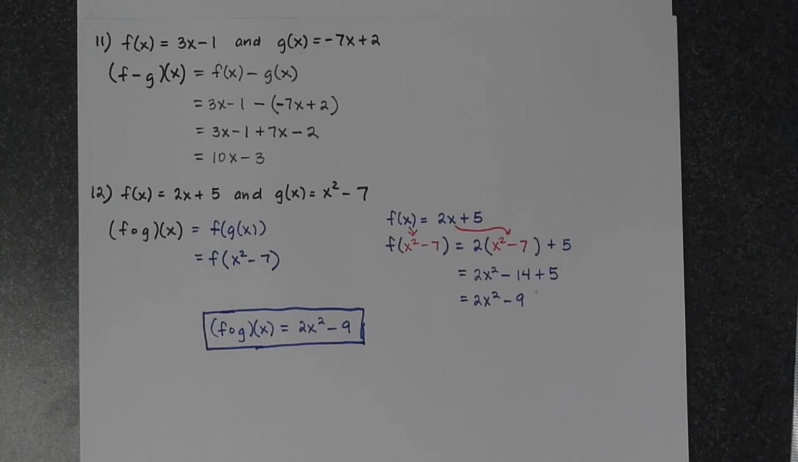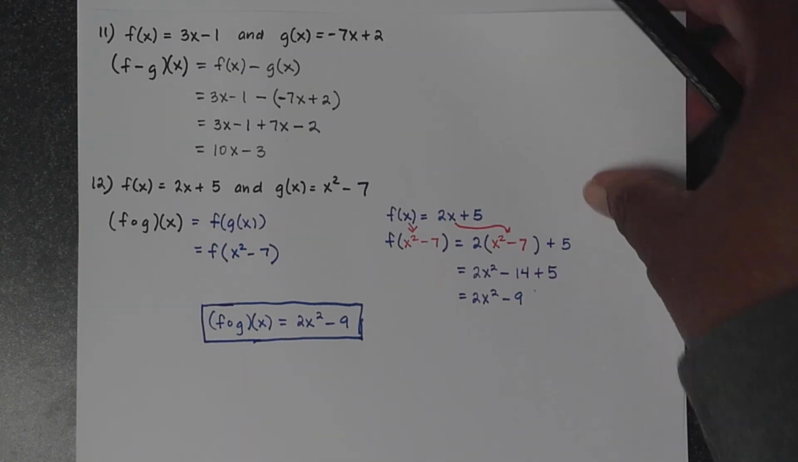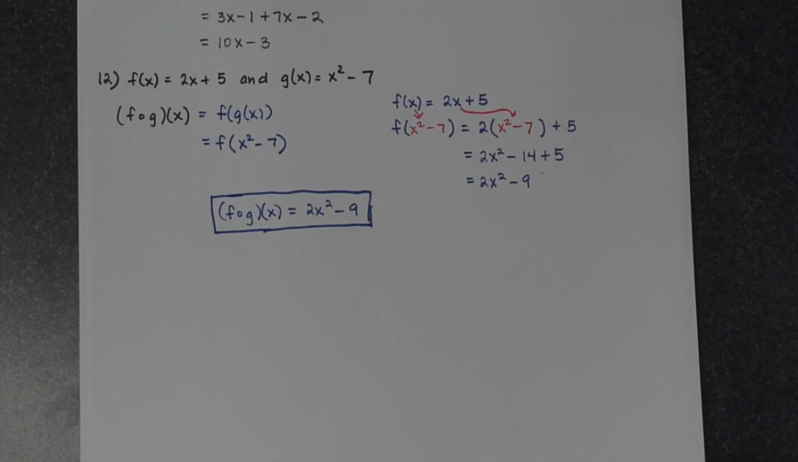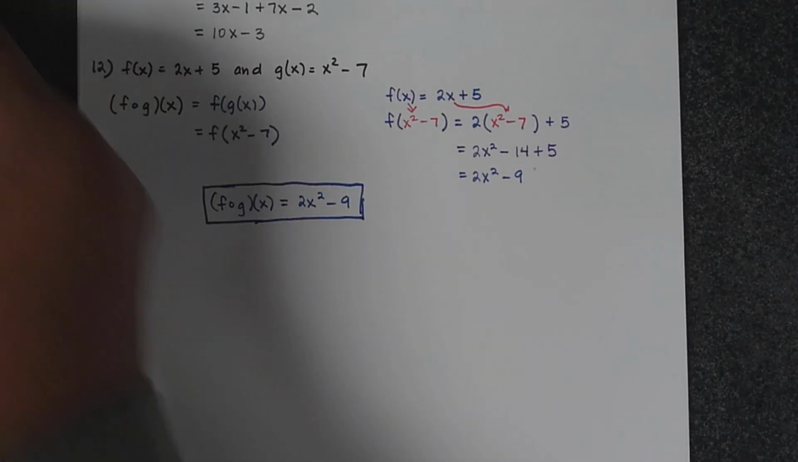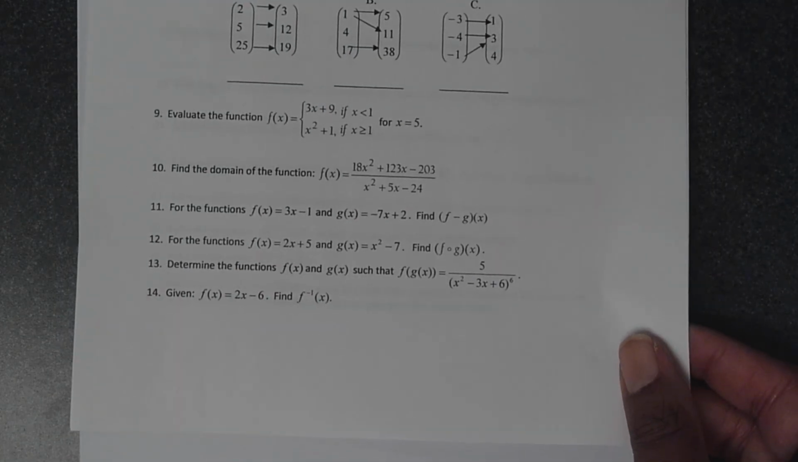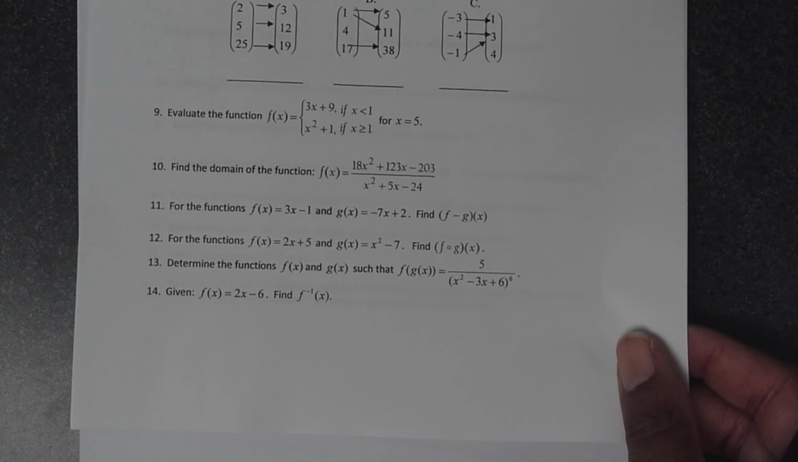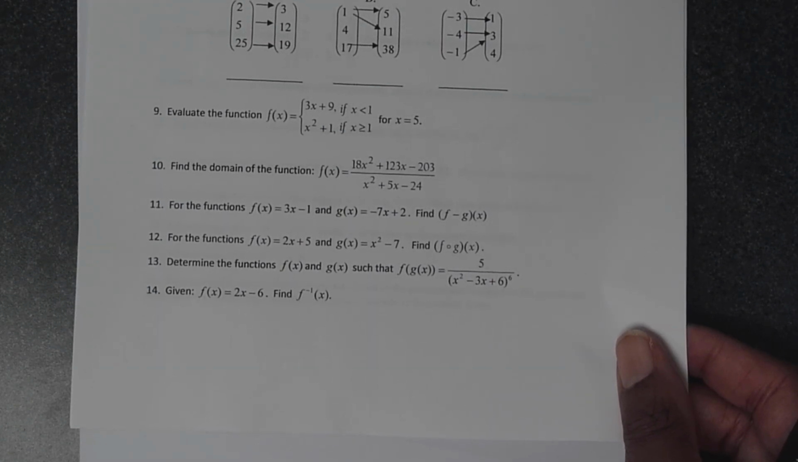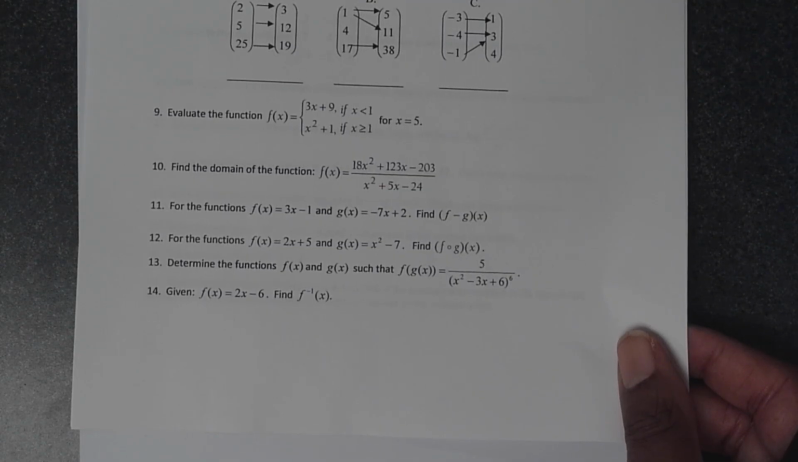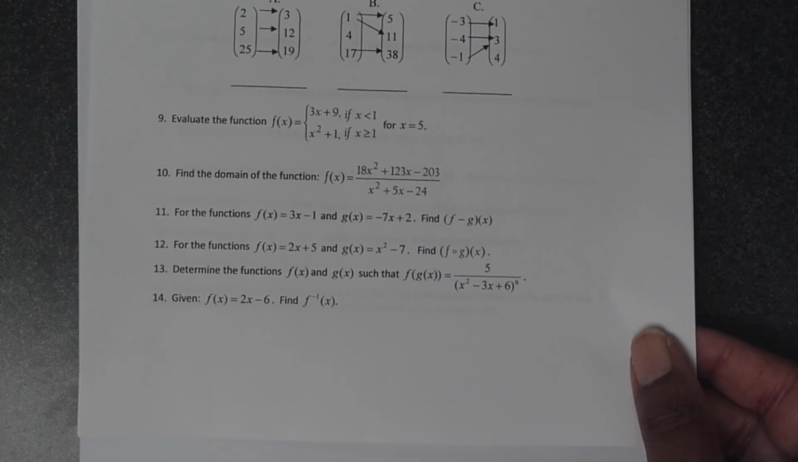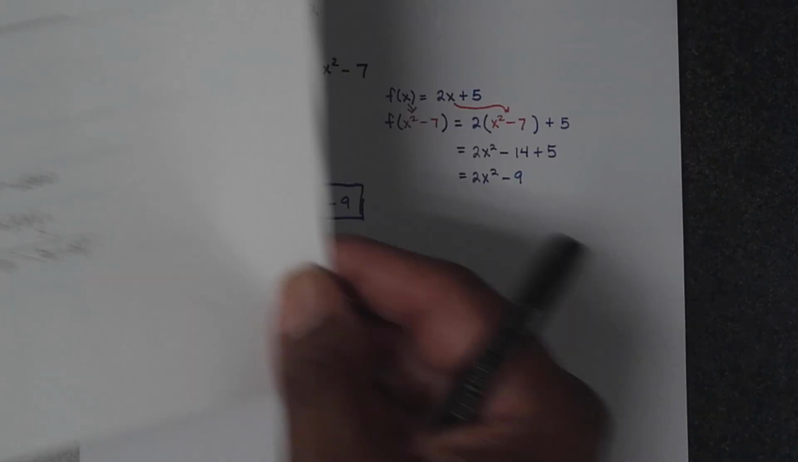All right, so that's problem number 12. All right, number 13 is determining the functions f of x and g of x such that f of g of x, or the composition of f with g of x, will be 5 divided by the quantity x squared minus 3x plus 6 raised to the 6th power.